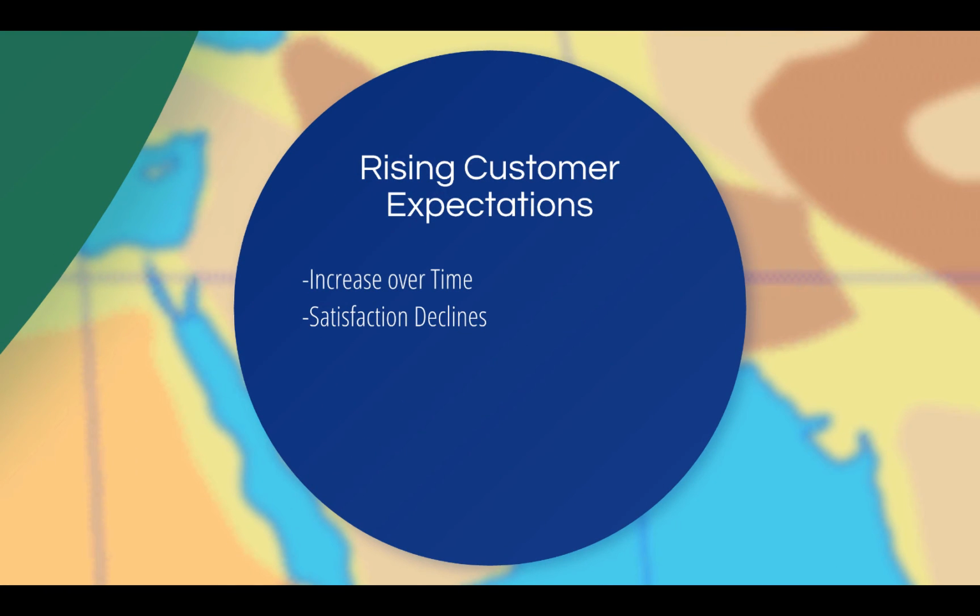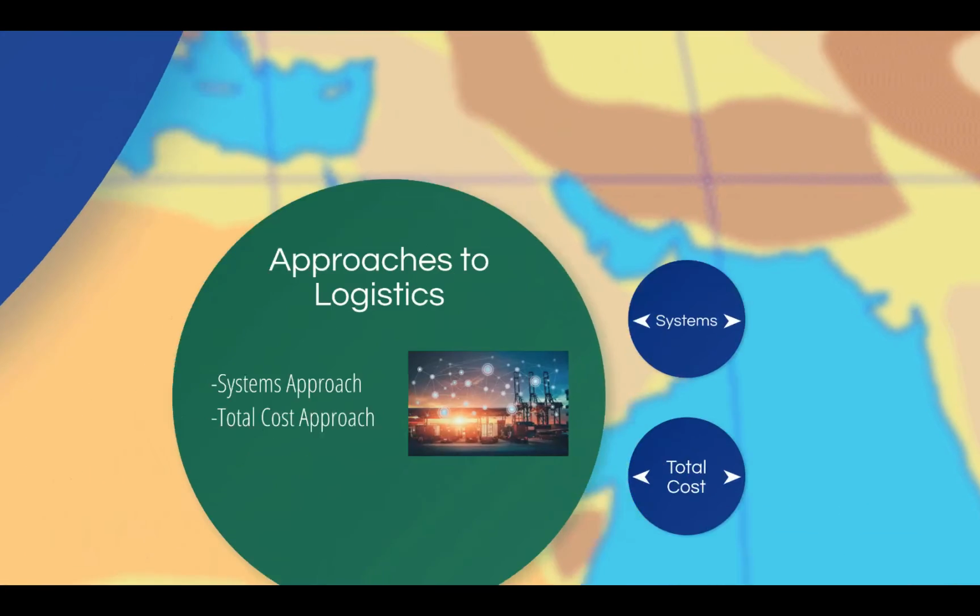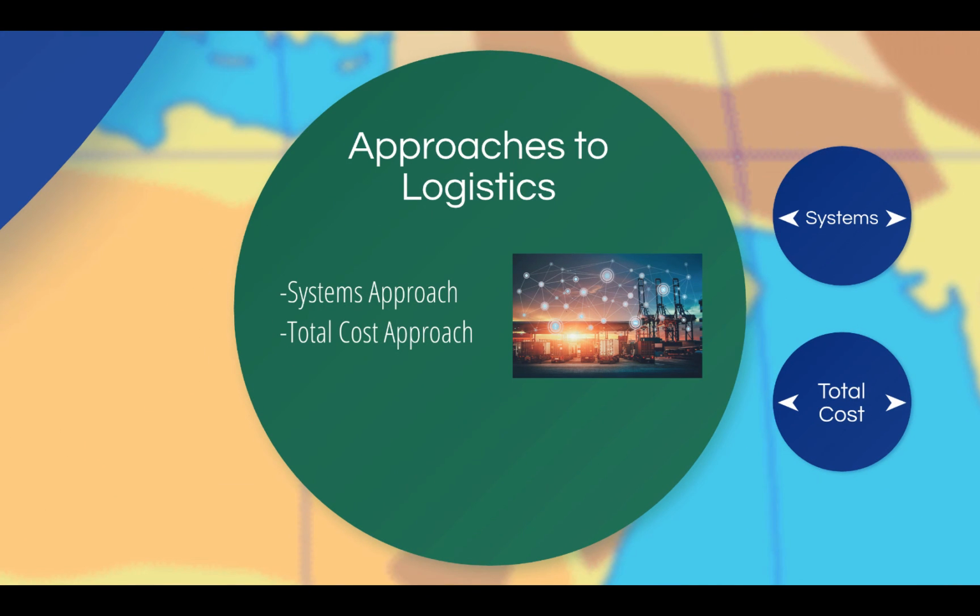As for rising customer expectations, it should come as no surprise that customer expectations tend to increase over time, which means that a satisfactory level of performance in the past might not be considered to be the same level today. There are also a couple important approaches that logistics professionals take in regards to logistics. Two major approaches are the systems approach and the total cost approach.